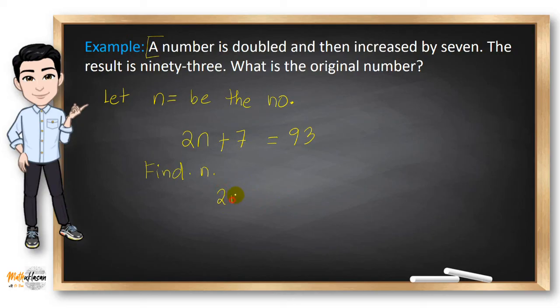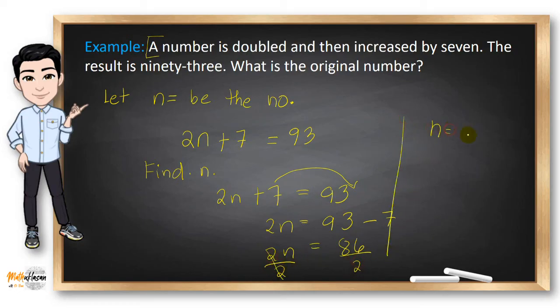Now 2n plus 7 equals 93. By using our knowledge in algebra, we just need to transpose this first for us to have 2n equals 93 minus 7. 93 minus 7 is 86. Dividing both sides by 2 will give us n equals 43.